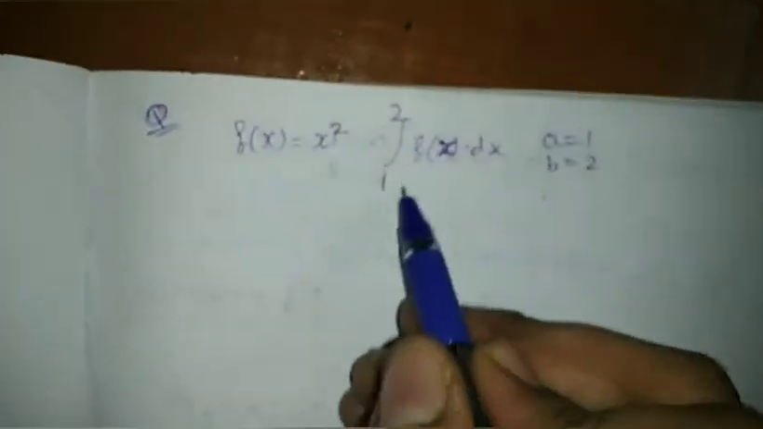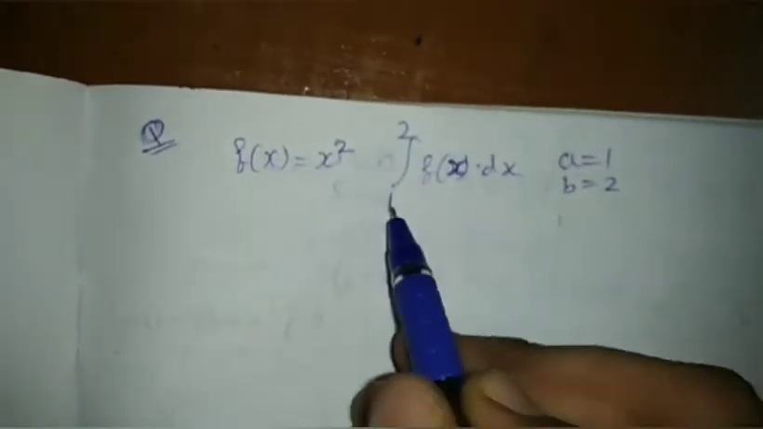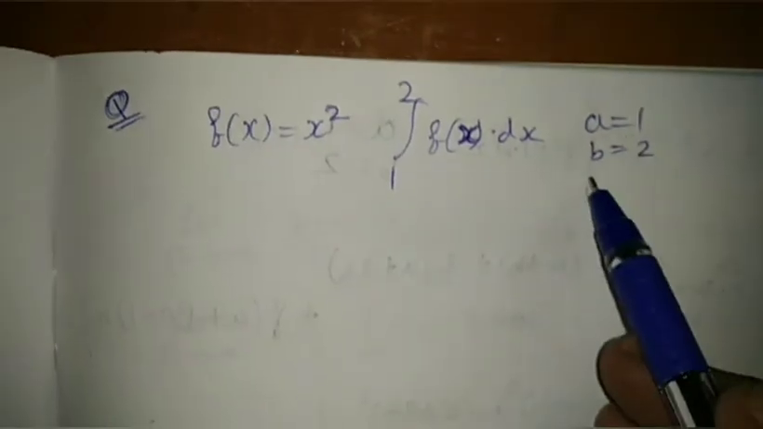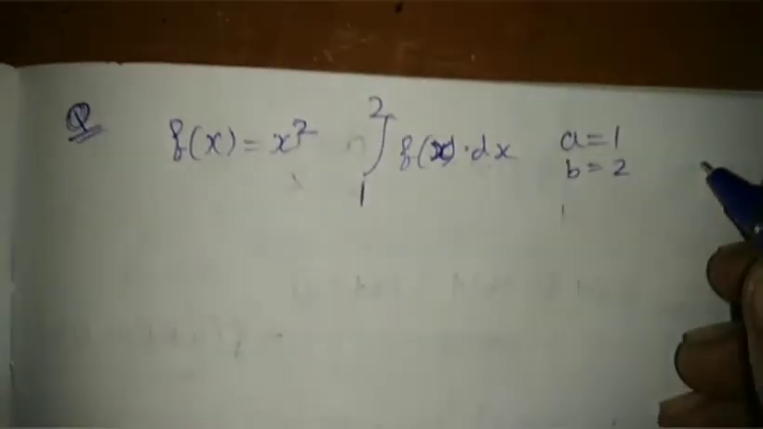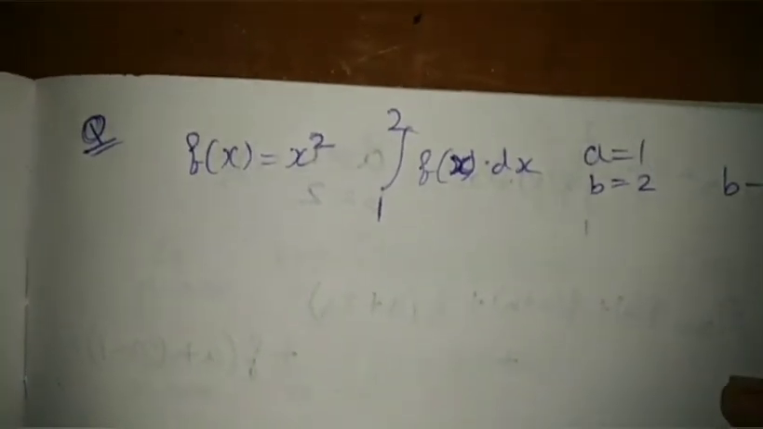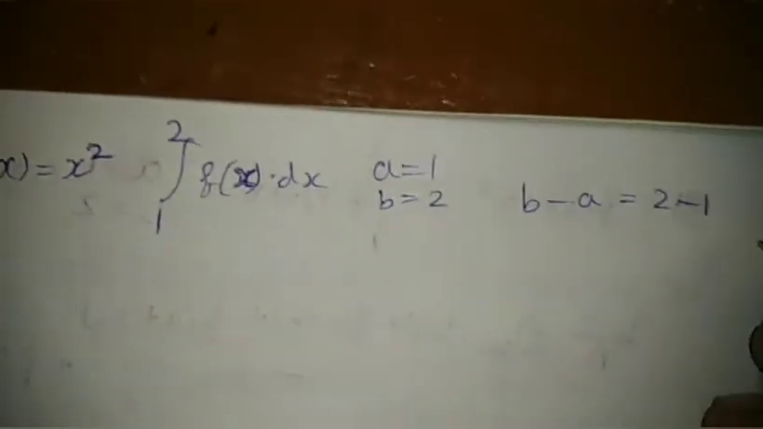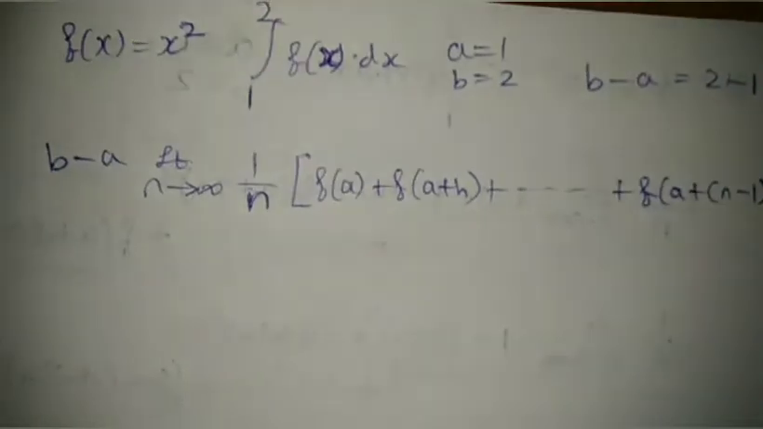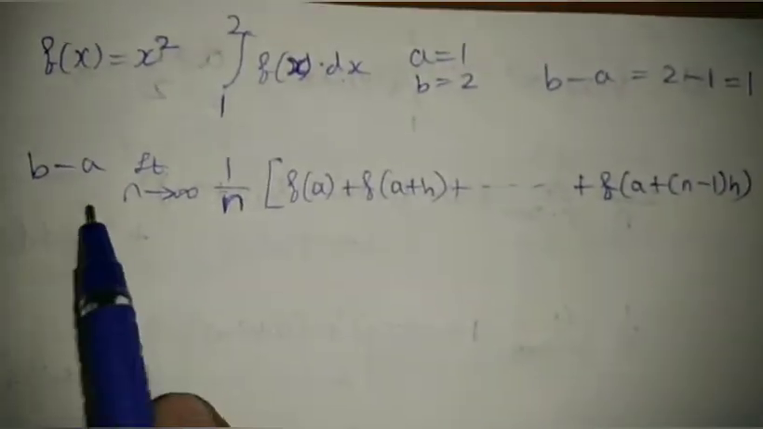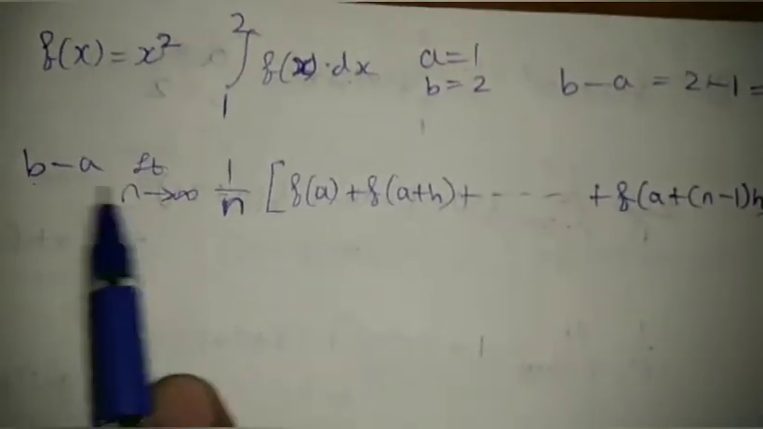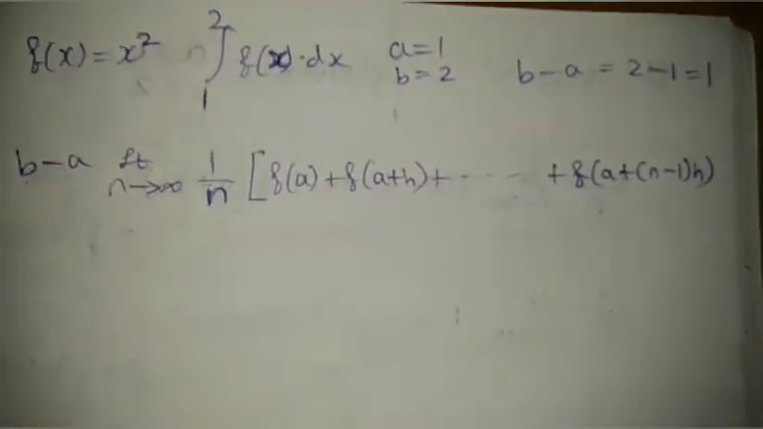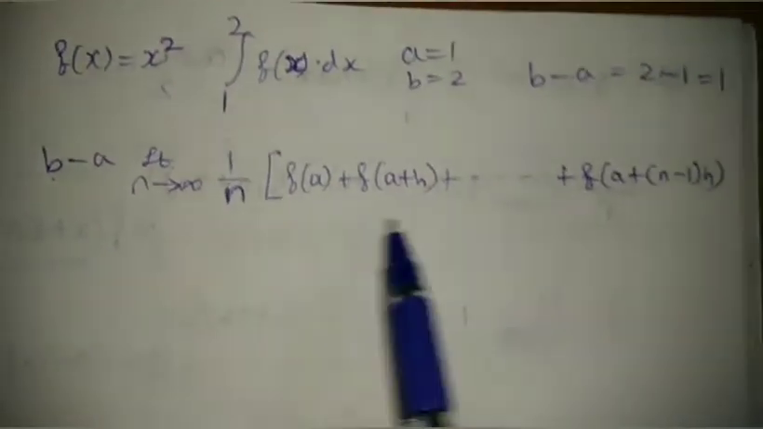So my question is the integration of x square dx with limits 1 to 2. It means the lower limit is 1 and the upper limit is 2. So b minus a is equal to 2 minus 1, which will be 1. Okay, the formula is what? So this is the formula, correct? b minus a, limit n tends to infinity. b minus a is a constant, right? That's why it comes out of the limit, 1 by n, and this is the formula.